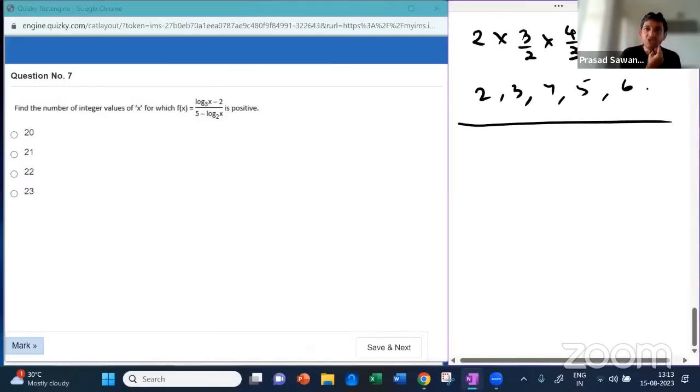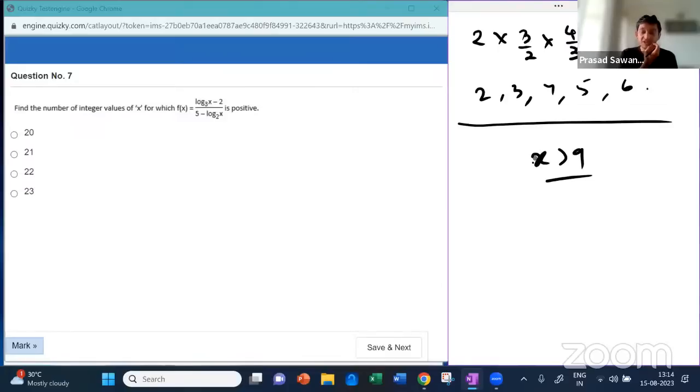So log x to the base 3 should be positive, and log of x to the base 3 minus 2 should be positive. Log of x to the base 3 should be greater than 2. So x should be greater than 9. Because 3 raised to what gives me 2? 3 raised to 2 gives me 9. So if x is greater than 9, if x is 10, log x to the base 3 will definitely be greater than 2. That much I know. So x has to be greater than 9.